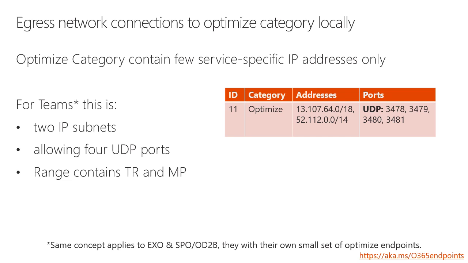So if you want to optimize for a really high quality Teams meeting experience, all you would need to do is implement local internet breakout for those 2 IP address ranges and 4 UDP ports. Side note here, as I said earlier, the same concept applies to Exchange Online and SharePoint and OneDrive for Business. They have their own very small set of optimized endpoints, which should follow the same concept here. But for Teams, it's really just these 2 IP address ranges and 4 UDP ports. These 2 IP address ranges are service exclusive. So endpoints in these IP address ranges will only be used by Skype for Business Online and or Teams. So there is no other service or component inside these IP address ranges.